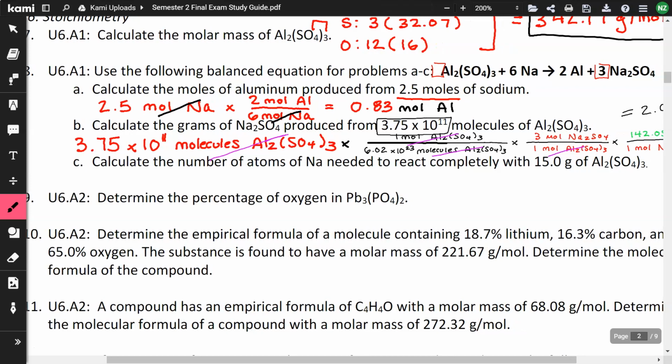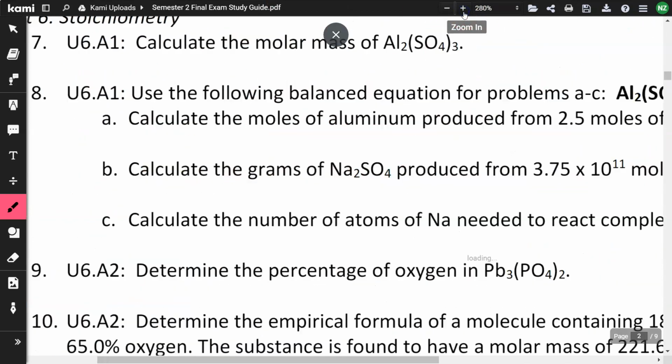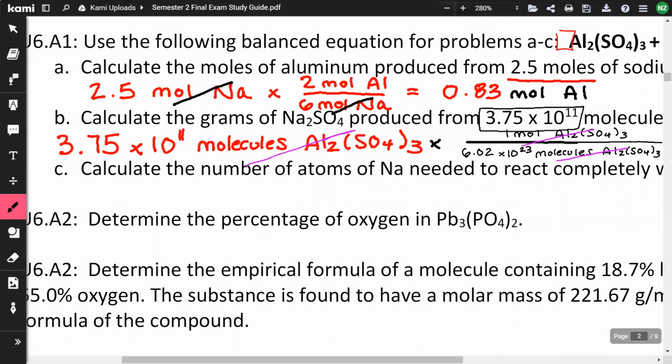C. Calculate the number of atoms of sodium needed to completely react with 15 grams of Al2SO4. Okay, so for this, we are going to start with our given, and I'm going to zoom in just a tad more. So we have some space here to work. So our given number was 15 grams of Al2SO4.